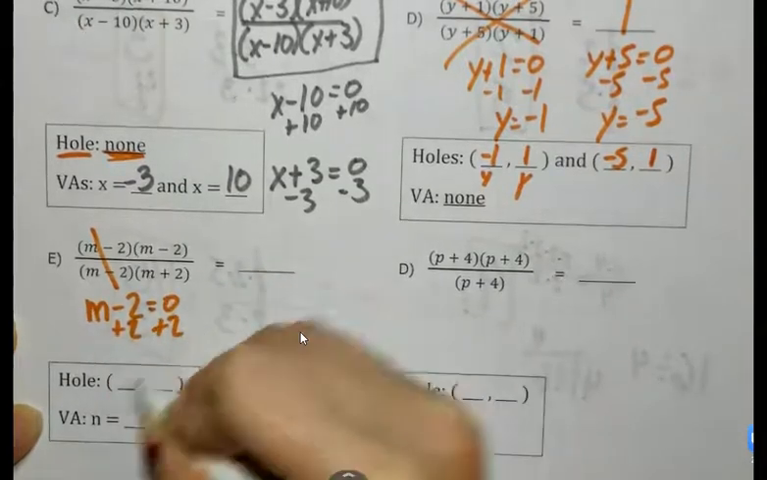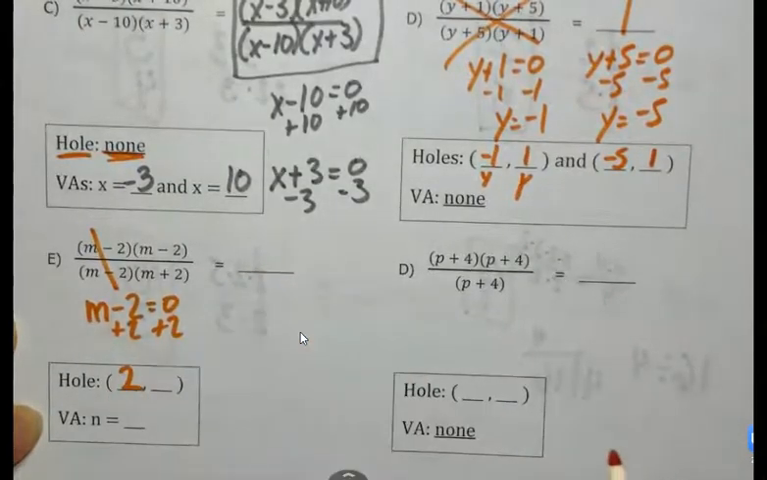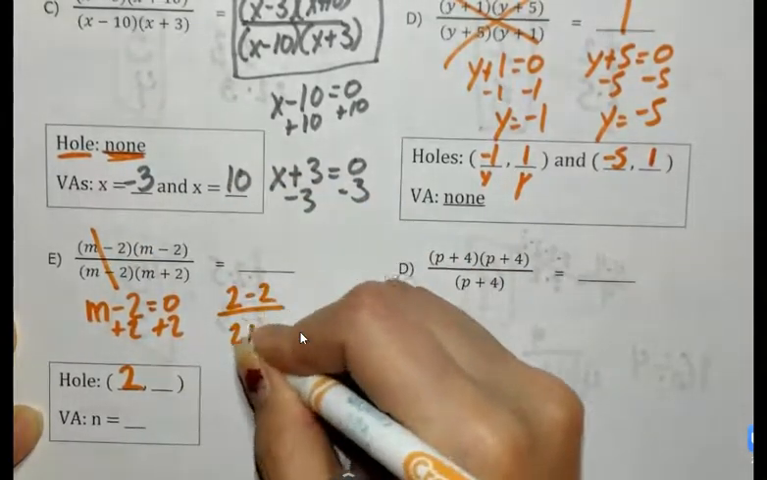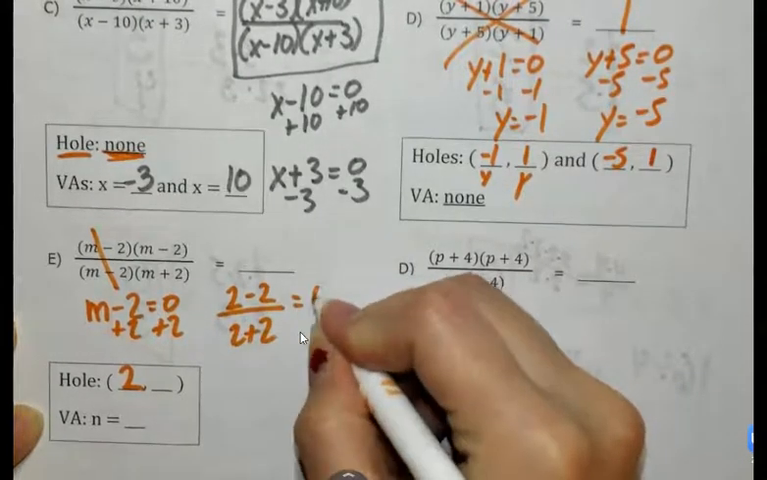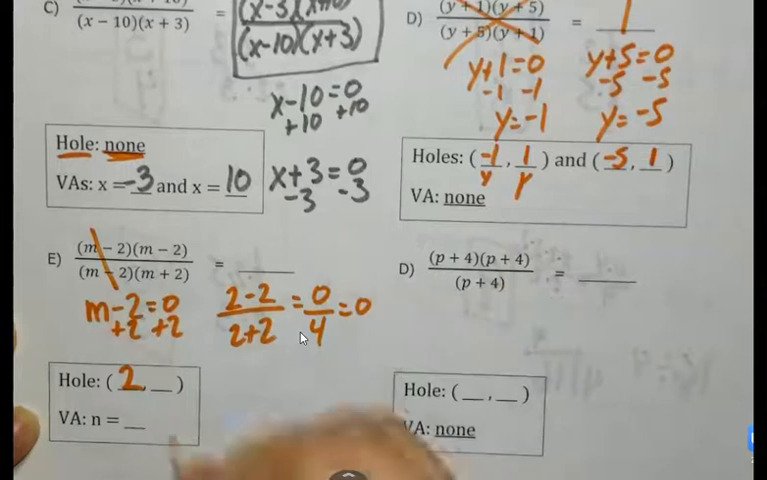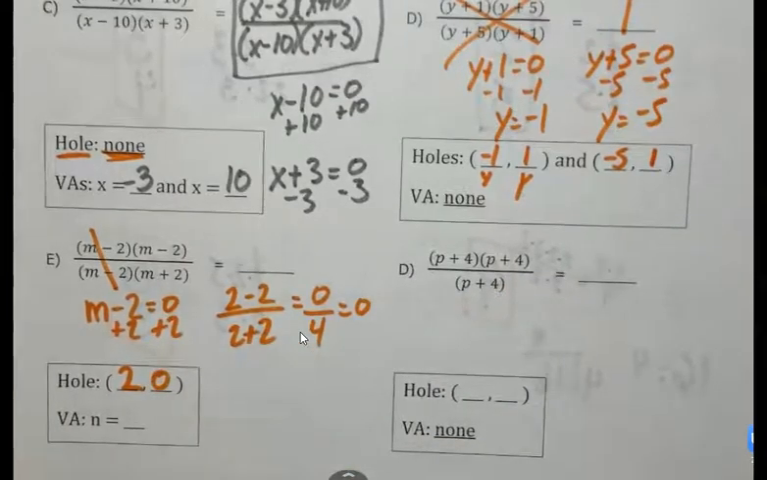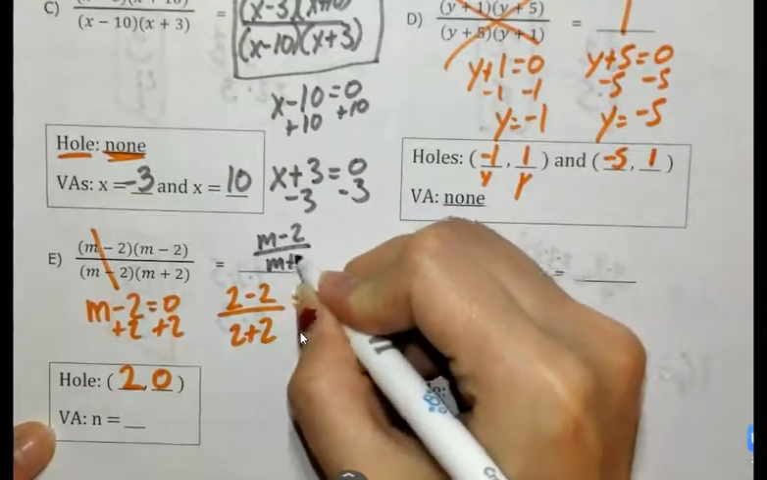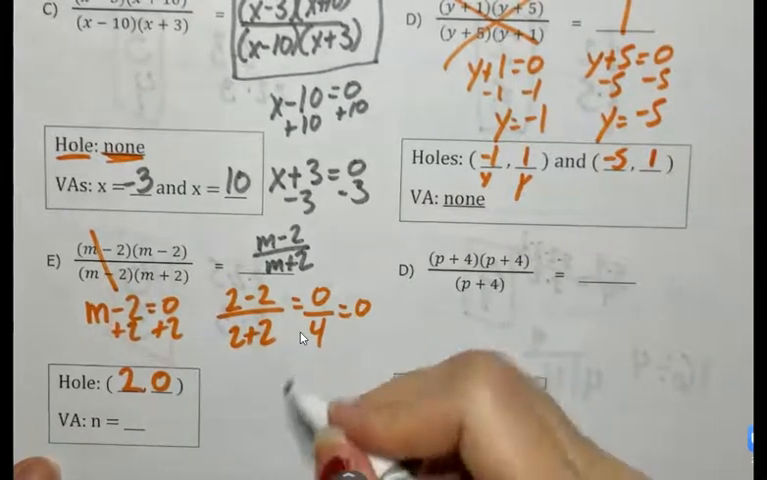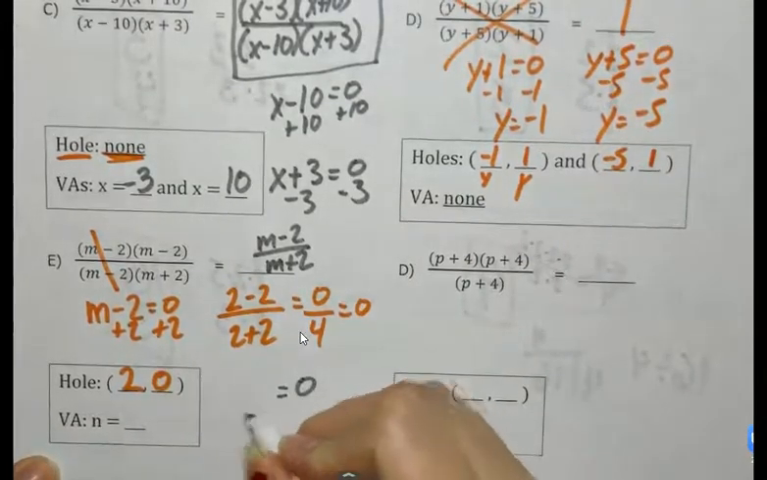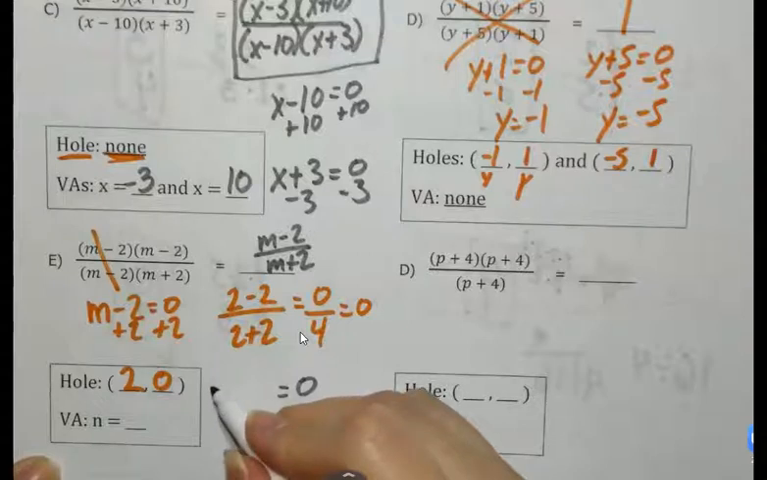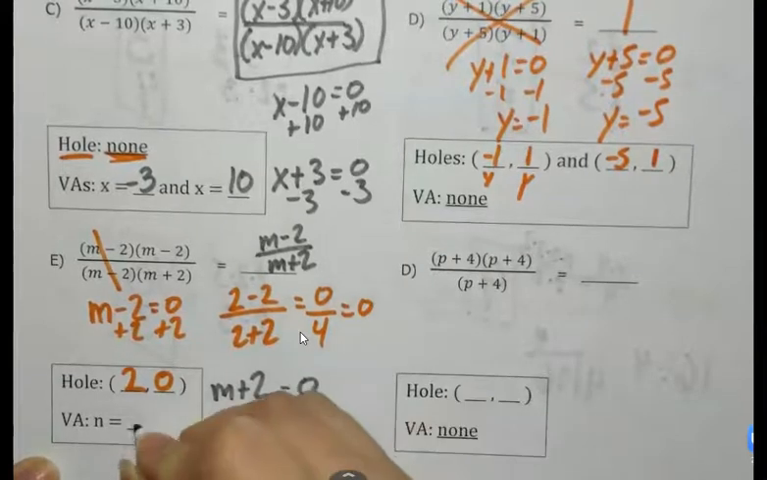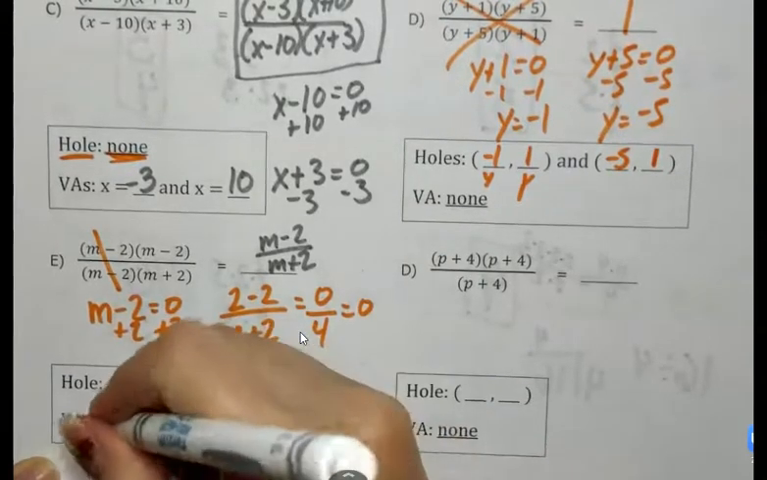Add 2. m equals 2. And then we're going to put it into our simplified form to get the output. It's just 0 over 4, that's the 0. So we have m minus 2 over m plus 2. There's a vertical asymptote. Where we set equal to 0, what do we put right here? m plus 2, yeah. Subtract 2, m equals negative 2. I don't know why I put an n. It should be an m.